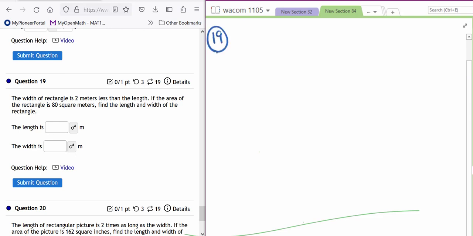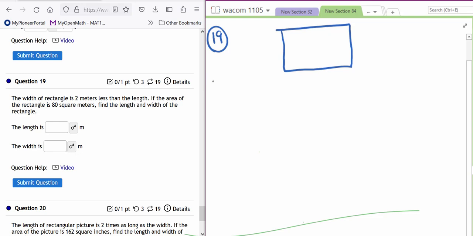The width of a rectangle is 2 meters less than the length. The area of the rectangle is 80 square meters. Find the length and the width of the rectangle. All right, so I need a picture. That is just for me. The width is 2 meters less than the length.